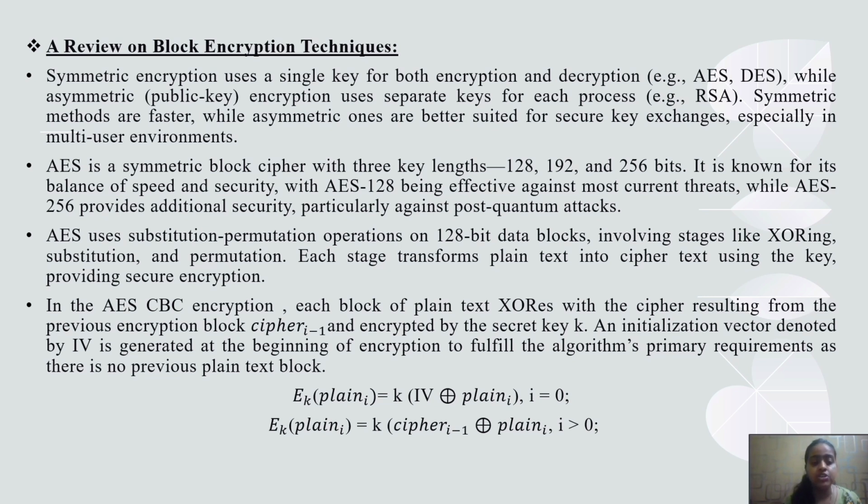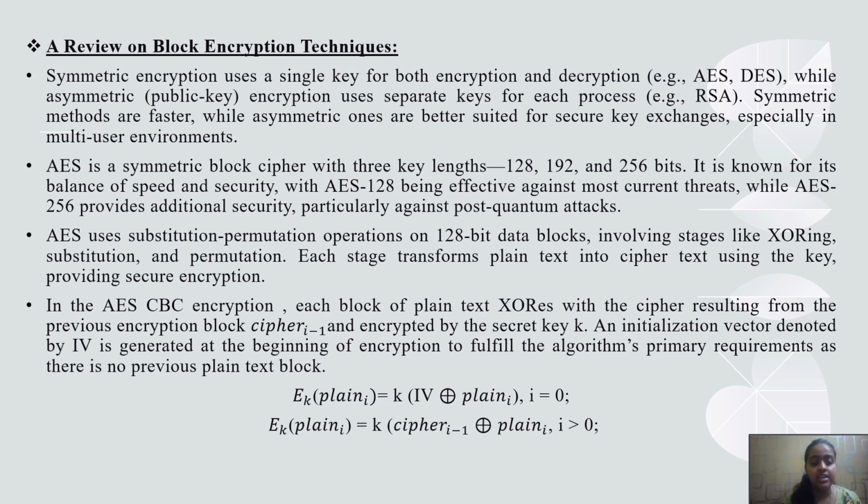AES uses substitution permutation operations on 128-bit data blocks involving stages like XORing, substitution, and permutation. Each stage transforms plain text into ciphertext using the key, providing secure encryption.